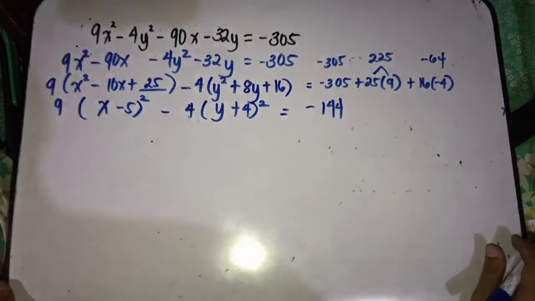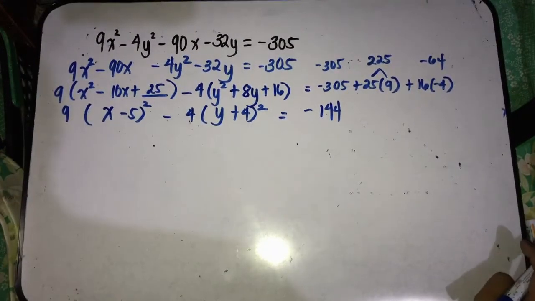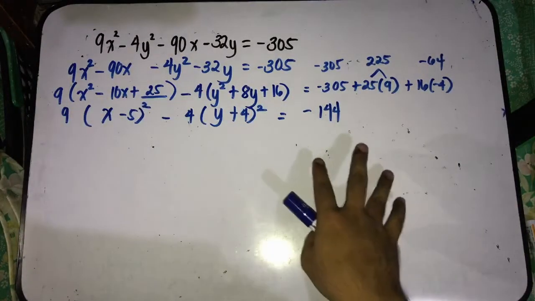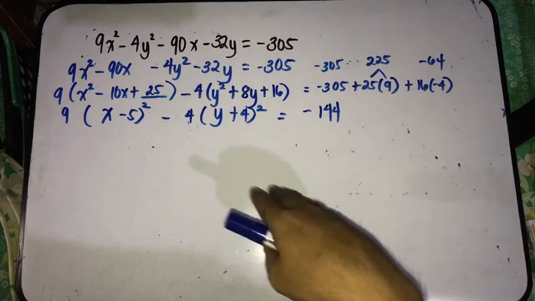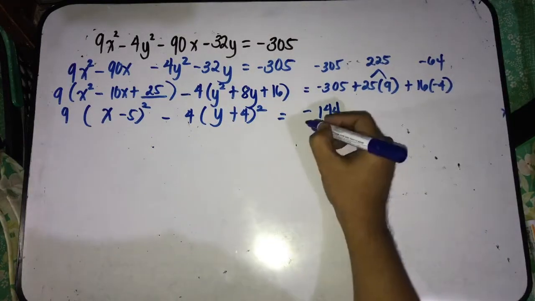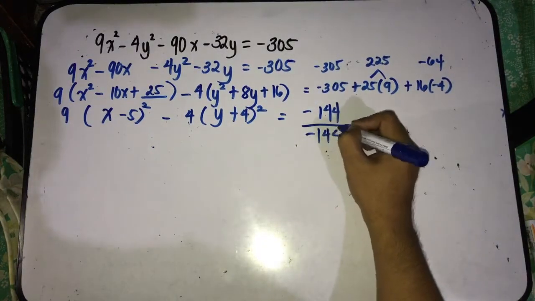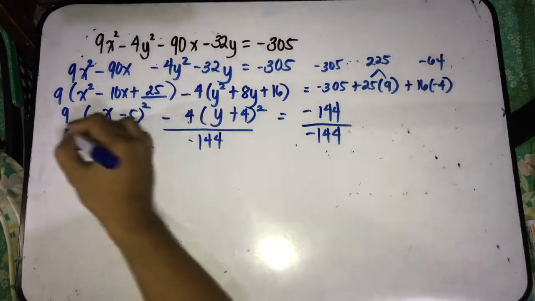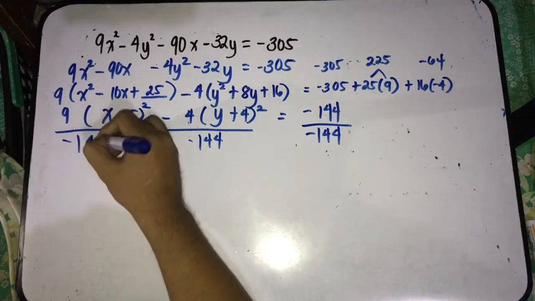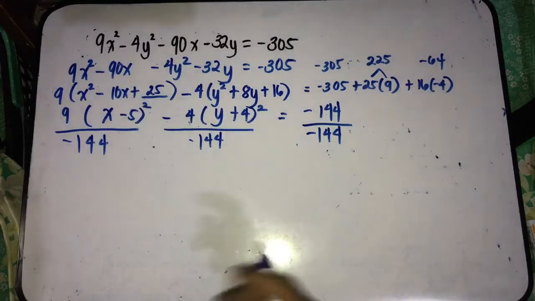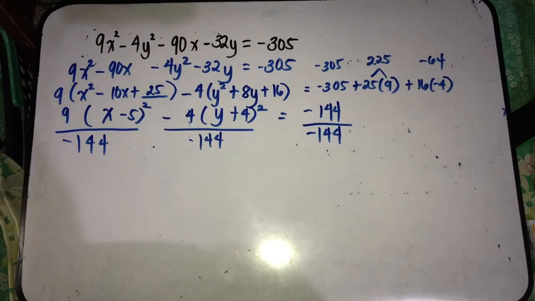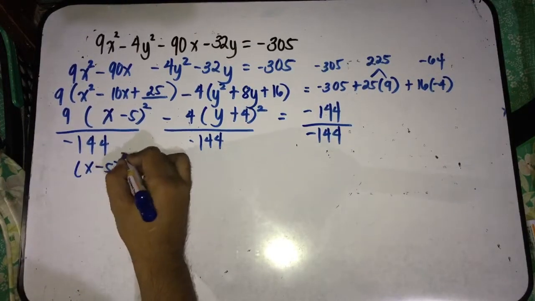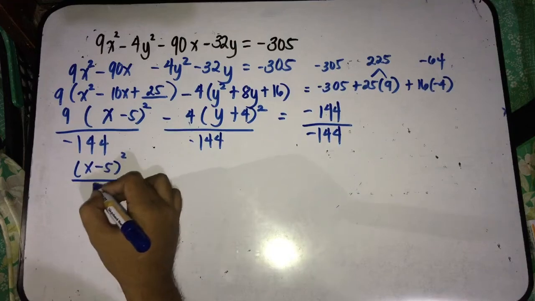And since the equation of the hyperbola, the right side of the equation of the hyperbola should always be positive 1. And in order for the right side to become positive 1, we need to divide both sides by negative 144. So that should be 9 times (x minus 5) quantity squared over negative 144 minus 4 times (y plus 4) quantity squared over negative 144 is now equal to positive 1.